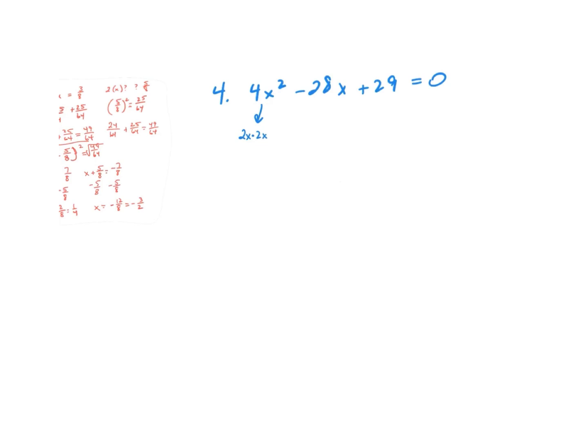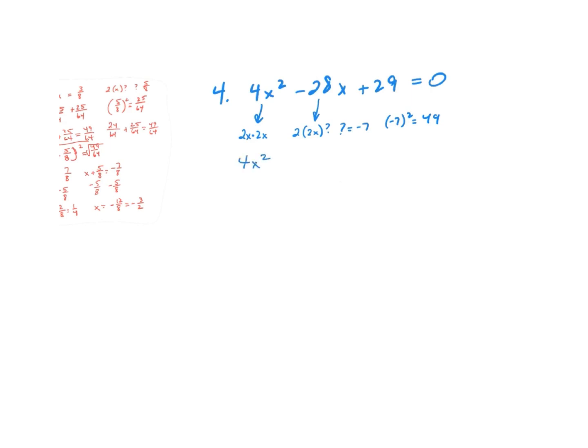I need to double the product of 2x and some number, and when I multiply that, I have to end up getting negative 28x. So that means that some number is going to have to be negative 7. And negative 7 squared is 49. So I need my 29 to become a 49.